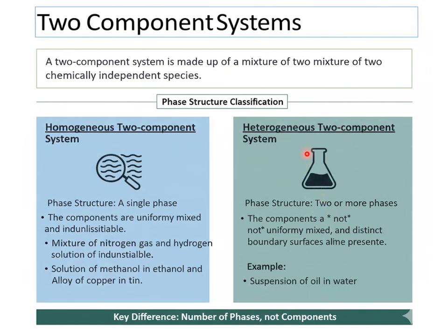Meanwhile, a heterogeneous two component system, like oil and water, produces a suspension, and it is easy to distinguish the phases.